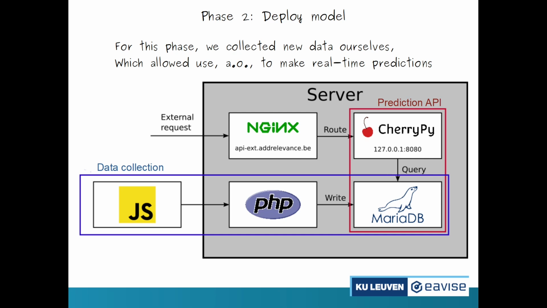This brings us to phase 2, where we deployed the model and used continuously collected data to make real-time predictions. So this time we collected all the necessary data ourselves, and the general overview is as follows. A JavaScript script would be running on the AutoHits and Moniteur websites and collect all necessary data. This data was then sent to a PHP server that would write the data to a SQL database. On the prediction side, the website would send a prediction request for a specific user ID to a CherryPy server, prefaced by an Nginx server, and the CherryPy server would then reply with its prediction.